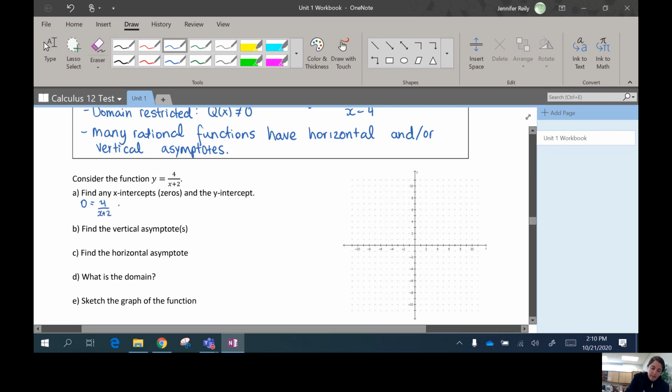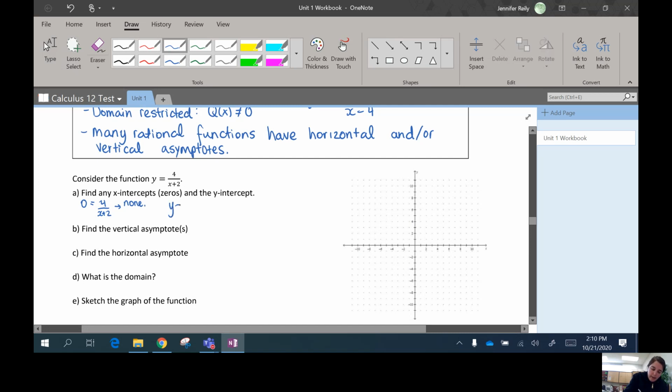This function cannot be equal to 0. Think about that for a second. Why can this function not be equal to 0? For a fraction to equal 0, the numerator has to be 0. 0 divided by something is 0. Well, the numerator is 4, and 4 divided by something cannot equal 0. So there are no x-intercepts.